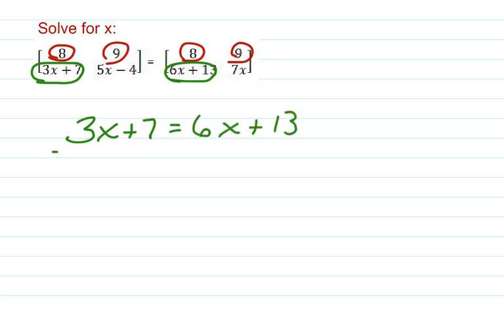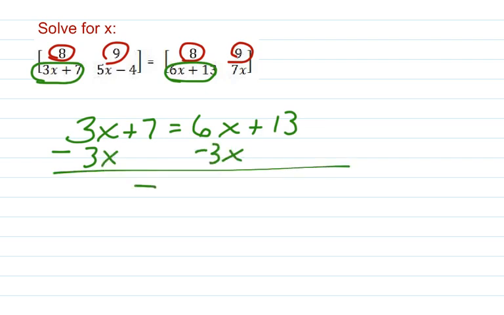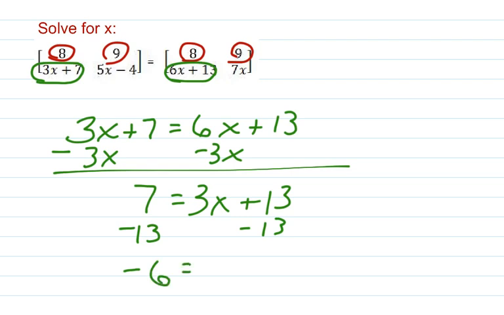So let's get x together on one side. I'll subtract 3x, and I'm going to have 7 is equal to 3x plus 13. Now I'm going to subtract 13. And so negative 6 is equal to 3x. Divide by 3. And I get x is equal to negative 2.